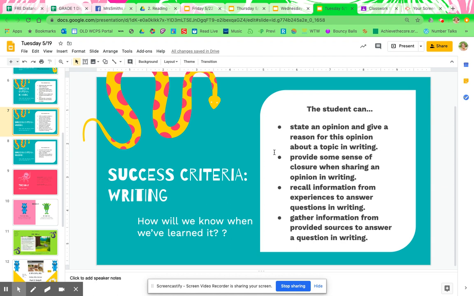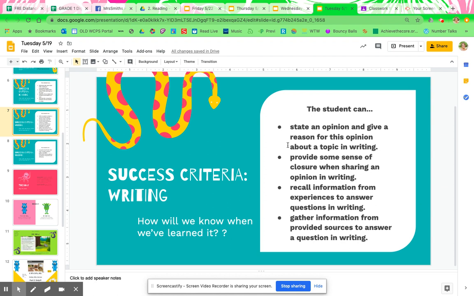Your success criteria for writing. The student can state an opinion and give a reason for this opinion about a topic in writing. The student can provide some sense of closure when sharing an opinion in writing. The student can recall information from experiences to answer questions in writing. And the student can gather information from provided sources to answer a question in writing.